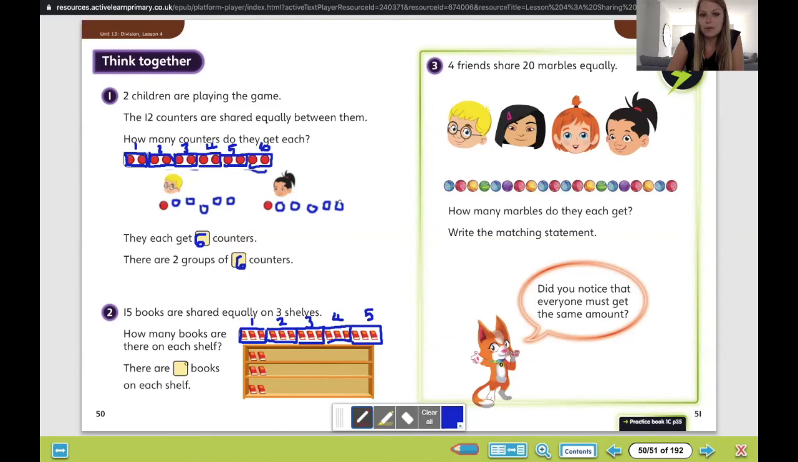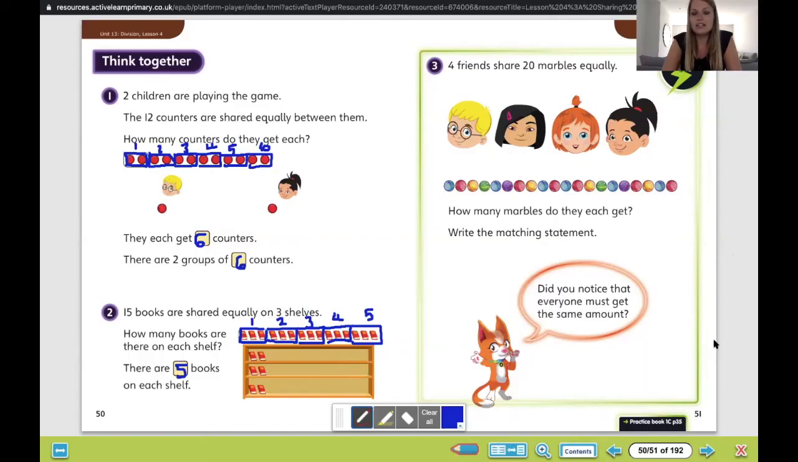So how many books are there on each shelf? How many groups have we got? There are 5 books on each shelf. Well done. So let's have a look at the challenge. Question 3. There are 4 friends. 1, 2, 3, 4. And they want to share these marbles. And there are 20 marbles here.